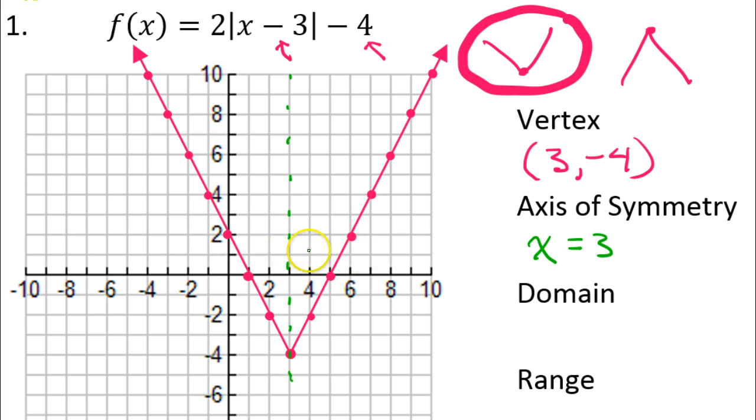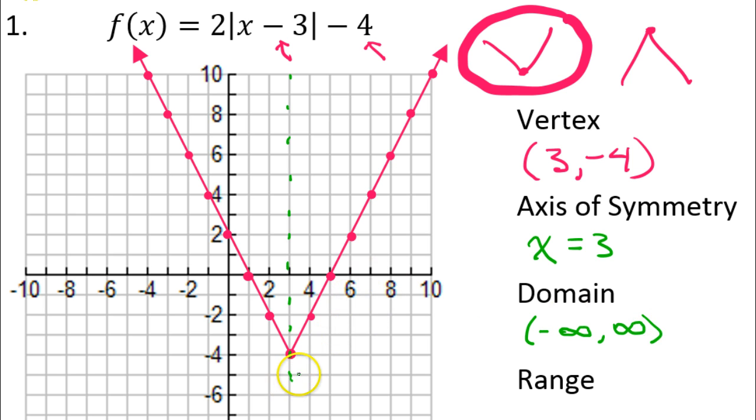Now the domain, as always, is how far it goes to the left and to the right. This graph goes to the left forever and to the right forever without any breaks. So that's going to be negative infinity to positive infinity.